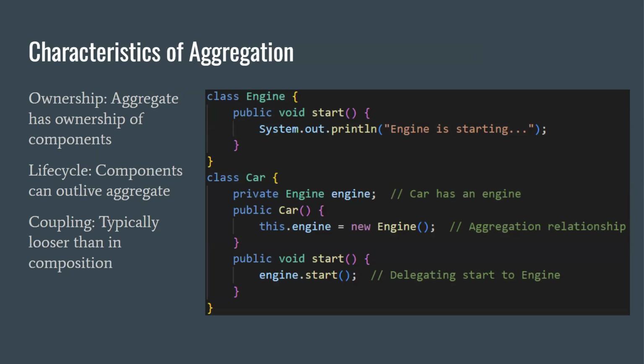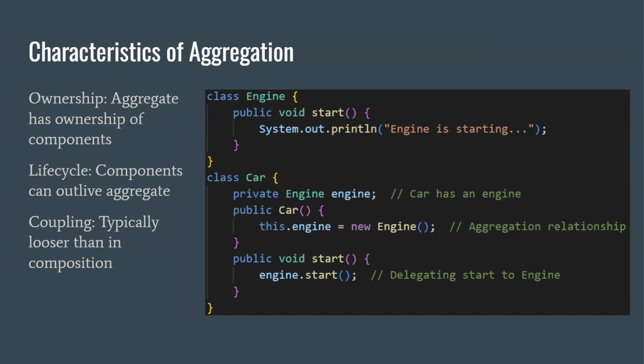Characteristics of aggregation. In aggregation, the aggregate object owns the component. However, unlike composition, these component objects can outlive the aggregate object. This relationship allows for a looser coupling, which means changes in the component class have less impact on the aggregate class, providing more flexibility in the system design.